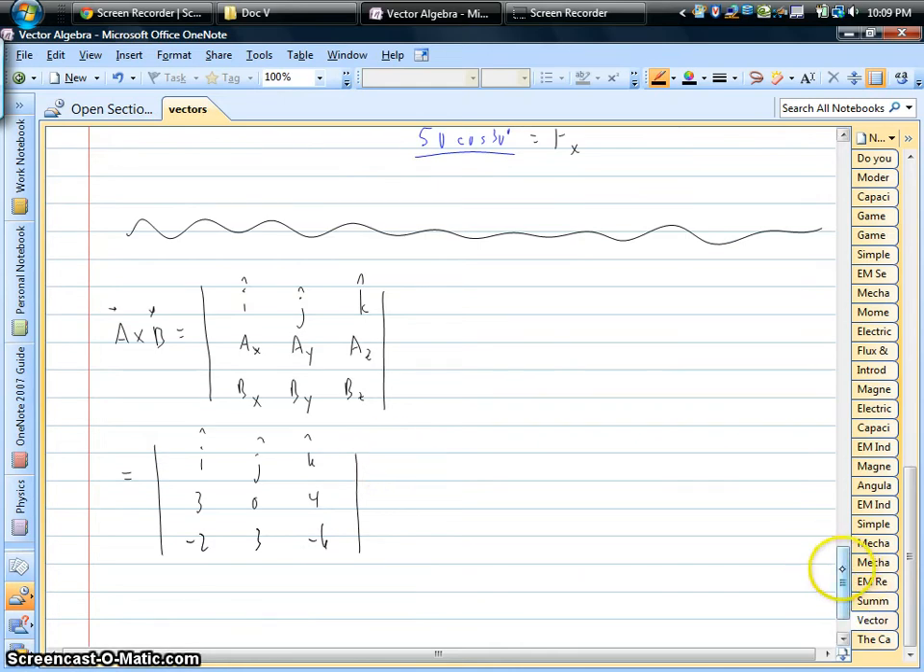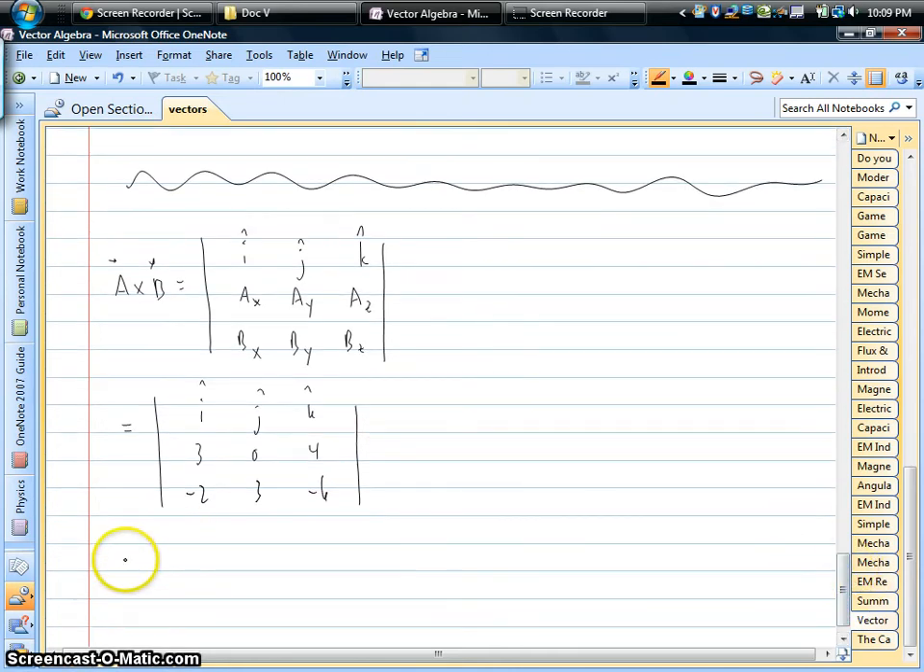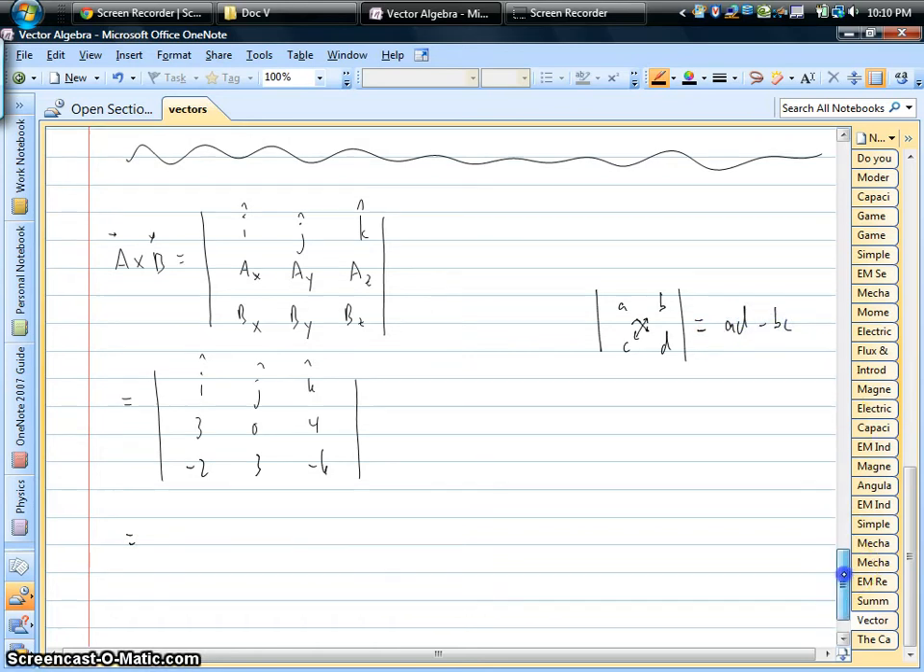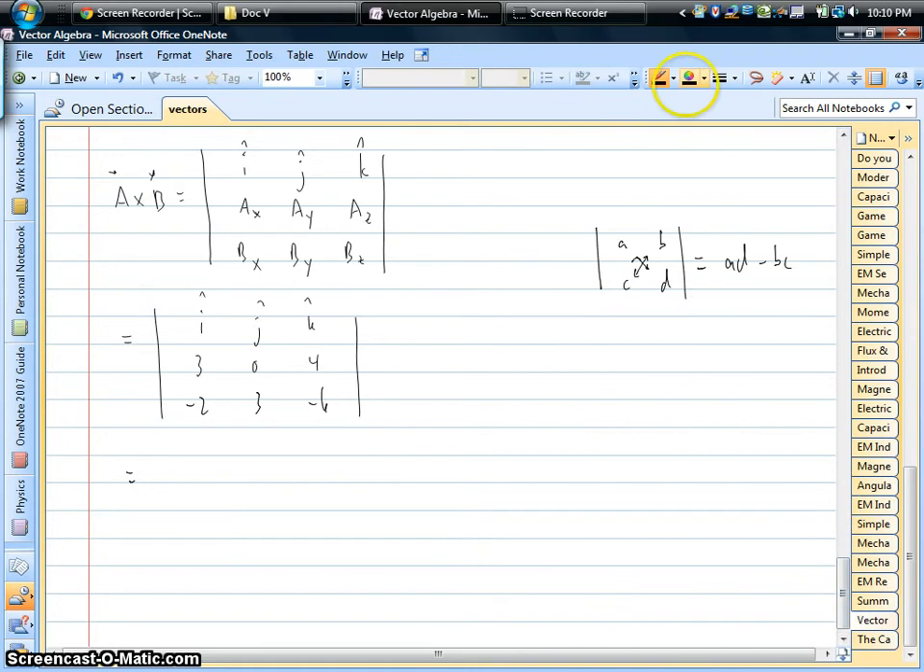Now, to evaluate this thing, we have to expand it. What you learn when you do matrices and determinants is that the goal is to try to get it to a 2 by 2. If you recall, what you do is multiply these diagonal entries of the determinant, and it's AD minus B times C.